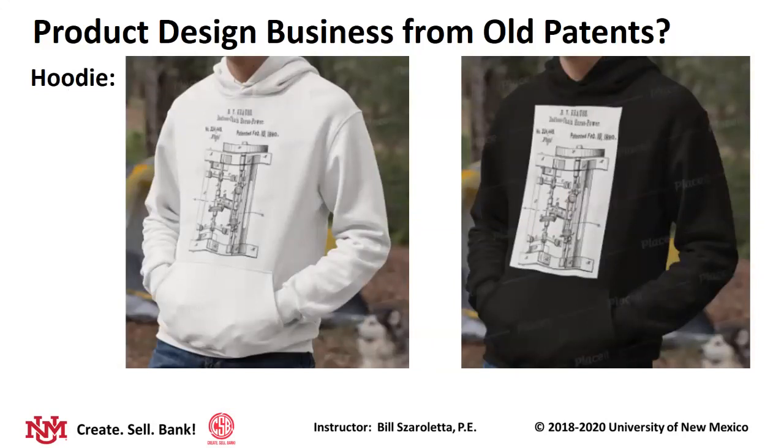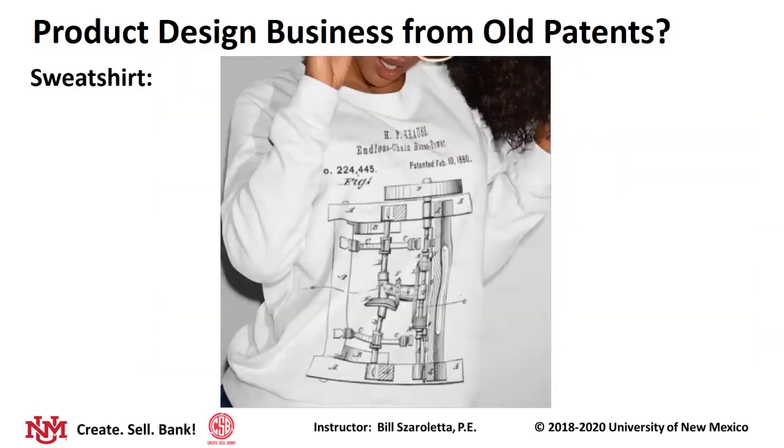What about a hoodie? There's the image on a white hoodie. Here's a black hoodie with the image. That doesn't necessarily look as good, but you could envision doing a reverse of that where all the black lines are white and the white background is black, so it stands out on that particular black hoodie. But that's part of the creative process. A sweatshirt, put that on.